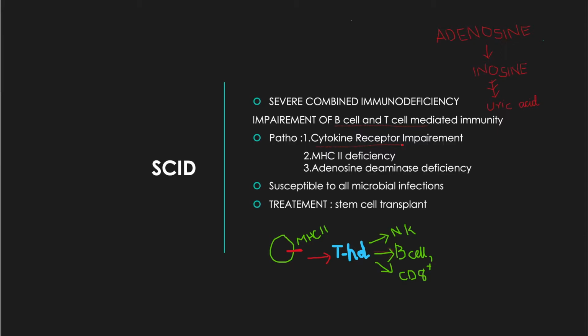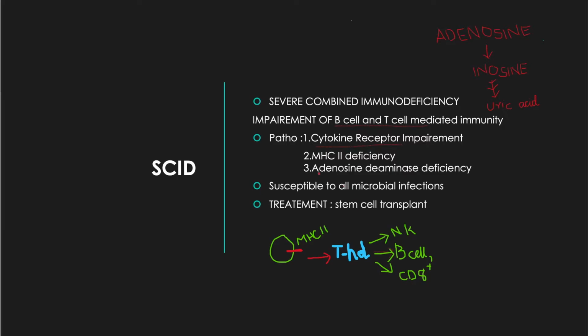Well, cytokines are basically responsible for T cell maturation and proliferation. And so, if the cytokine receptor is impaired, T and B cell maturation and proliferation is not going to happen. And secondly, there's going to be MHC2 deficiency. What MHC does is basically it presents antigens to T helper cells. Now, these T helper cells in turn will stimulate natural killer cells, B cells, and cytotoxic T cells, which are represented as CD8 positive cells.